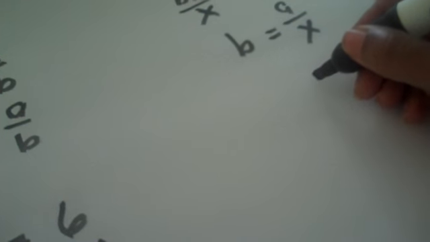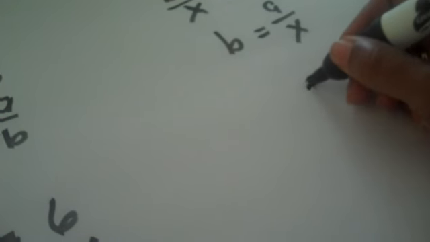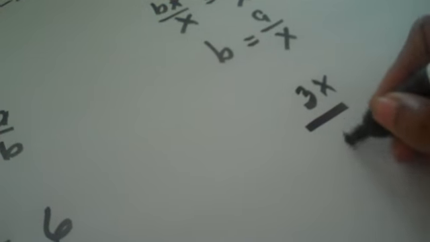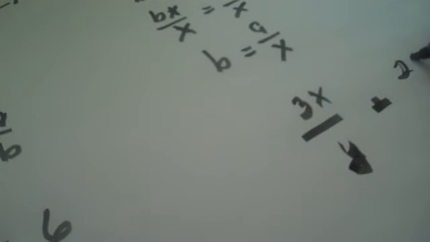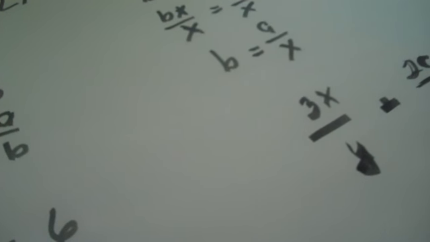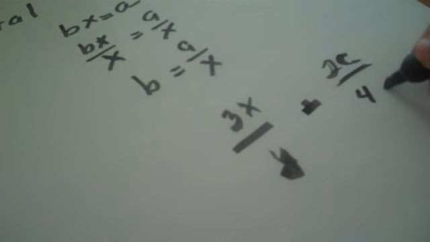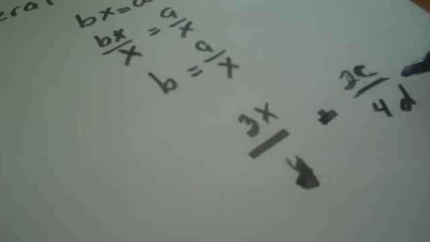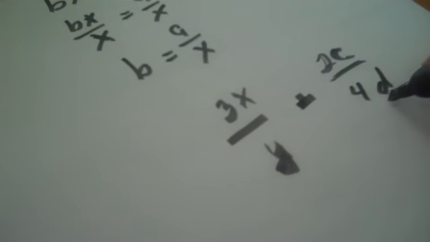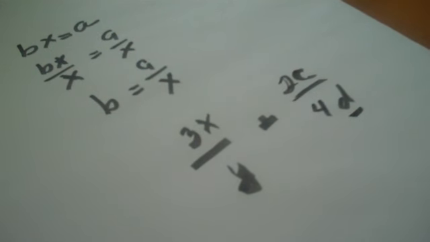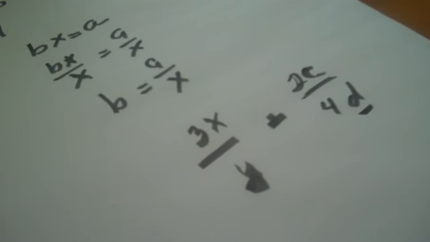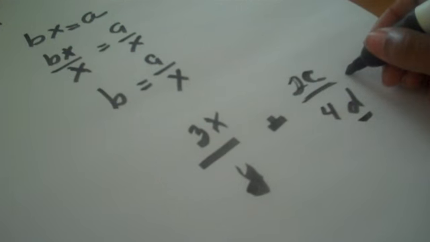Okay, let's look at one more example that's a little bit more complicated. 3x over y equal to 2c over 4d. Okay, let's solve for d this time. We're going to solve for d, and the d needs to be in the numerator of an expression. So to get it in the numerator, we're going to multiply both sides of this equation by 4d.